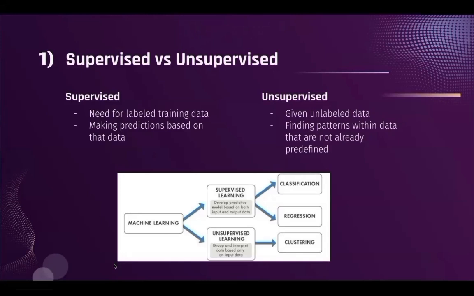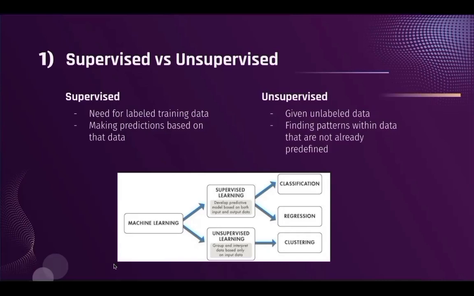So in supervised machine learning, you have a need for labeled training data. Let's say that my problem is email spam detection. I would want to feed the model emails that are spam, and I would label those as spam, and then emails that are not spam and are not labeled as spam. Based off that, I'd be making predictions on that data.